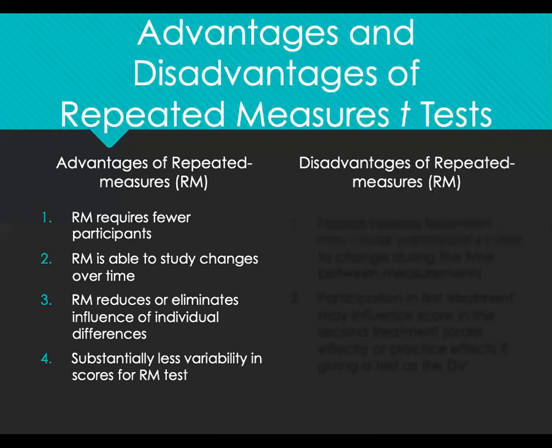Okay, and then substantially less variability in scores for a repeated measures test. And again, less variability is better in terms of getting a larger t and being able to accurately or correctly reject the null hypothesis.